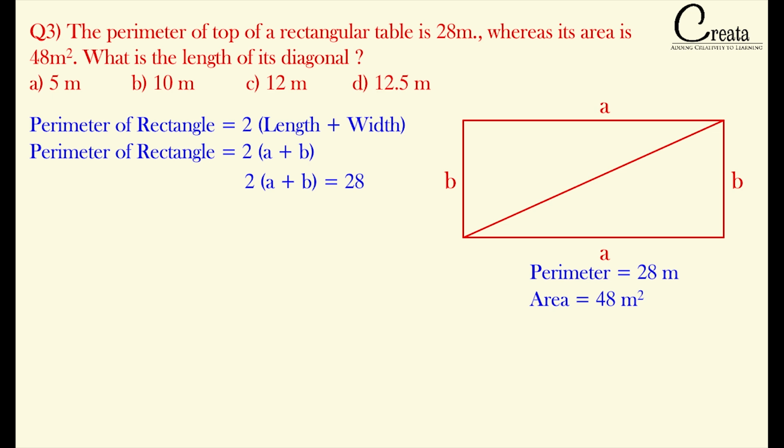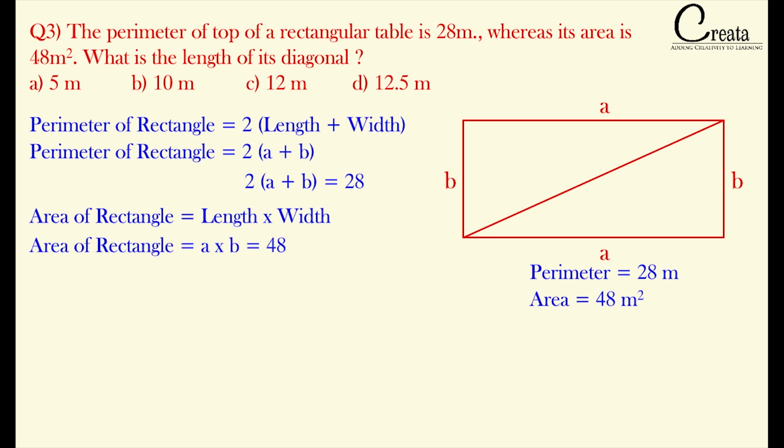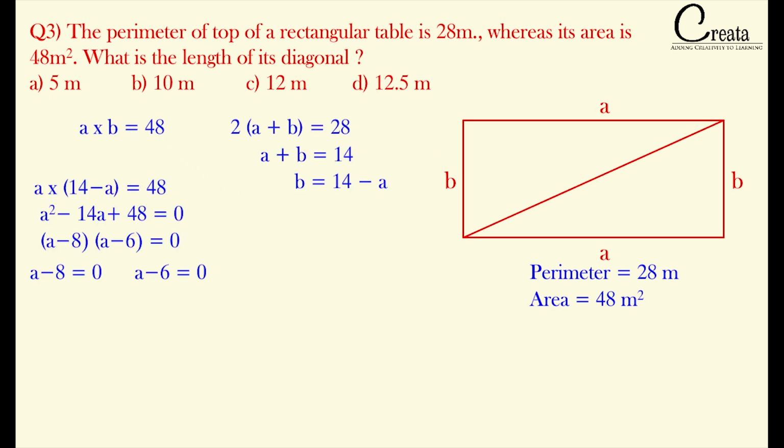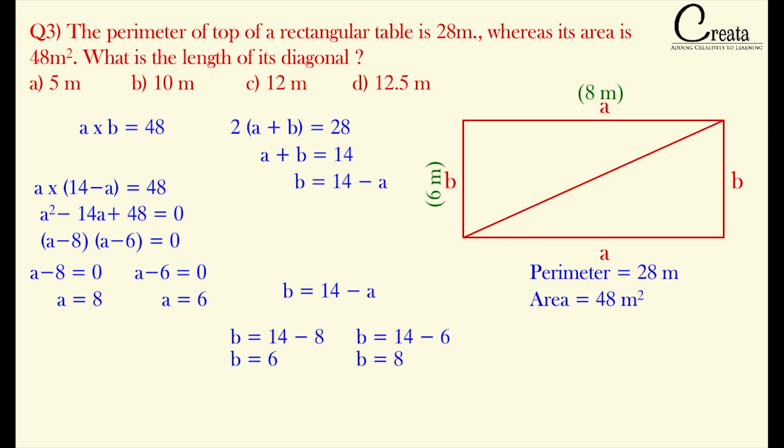Further, the area of the rectangle is 48 meter square. And we know the area of the rectangle is length into width, that is A into B is 48. Moving further, we got 2 equations and we have 2 variables. Let's solve both the equations. On solving, we got the length and width of this rectangle as 8 meter and 6 meter. We got the sides of this rectangle.